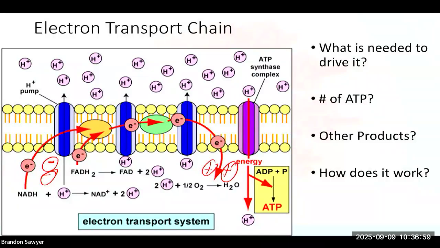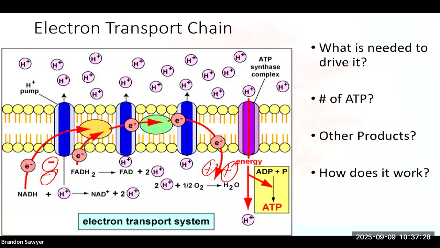Okay, and so as we drop these electrons off, we have these different protein carriers that allow the electrons to flow down this direction. But as they're flowing down that direction, there's energy in that electrical gradient pulling those electrons down the membrane. So the energy from that electrical gradient can be used to take hydrogen ions and pump them into that intermembrane space.